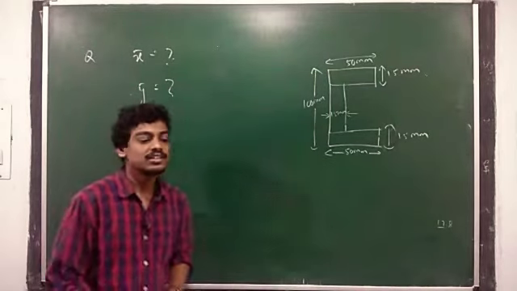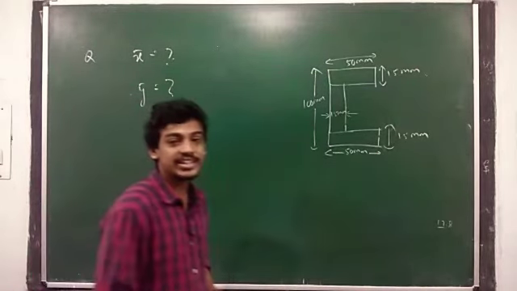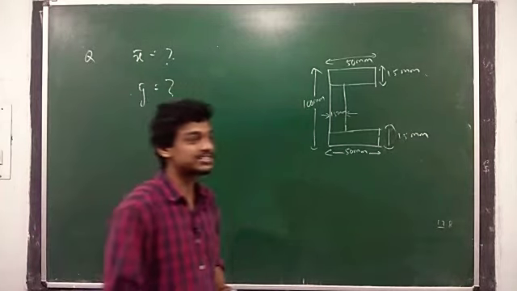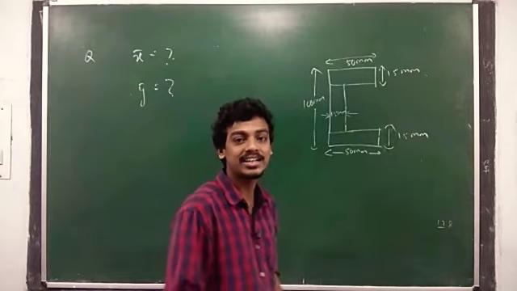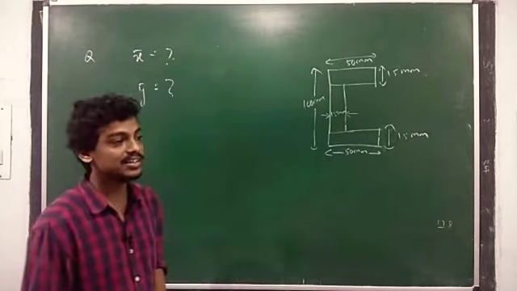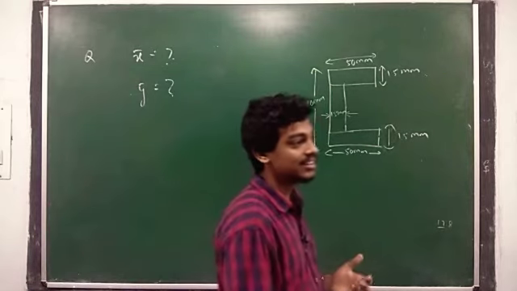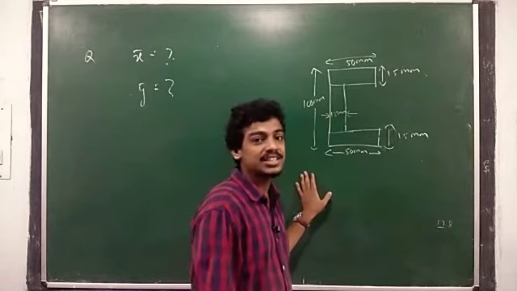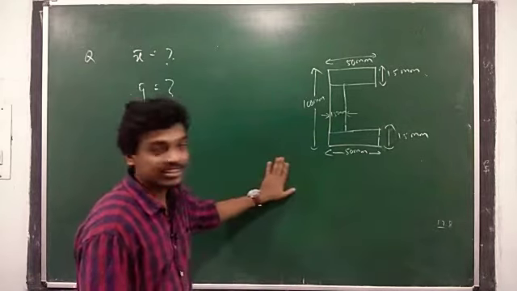Hello everyone. In the previous class we studied the center of gravity for different geometric sections like rectangle, triangle, circle, semicircle, and quarter circle. One problem we solved was the T section problem. So this is our third lecture.